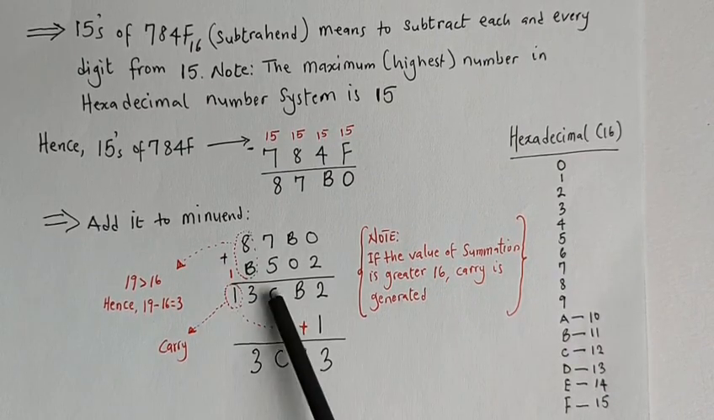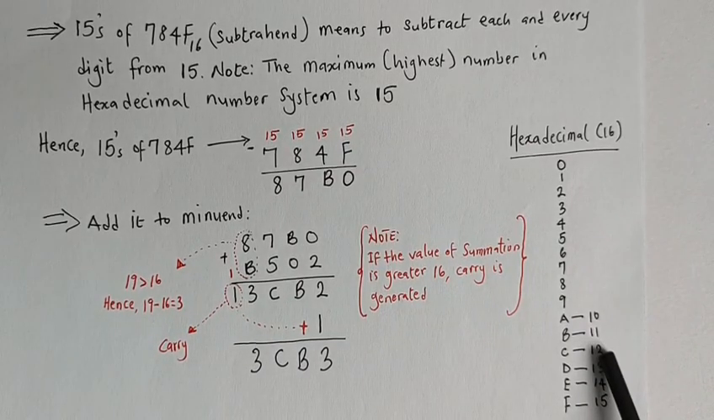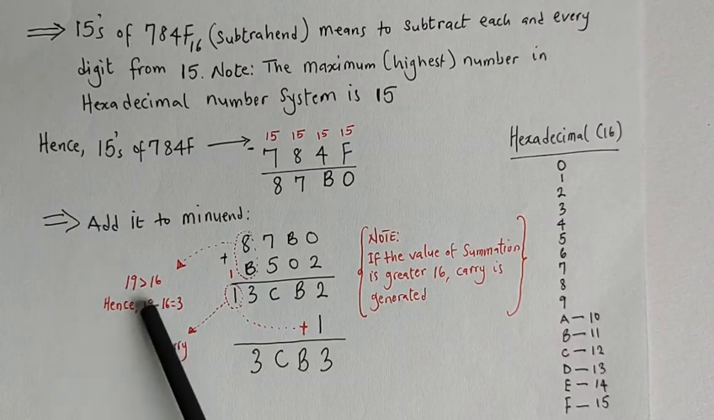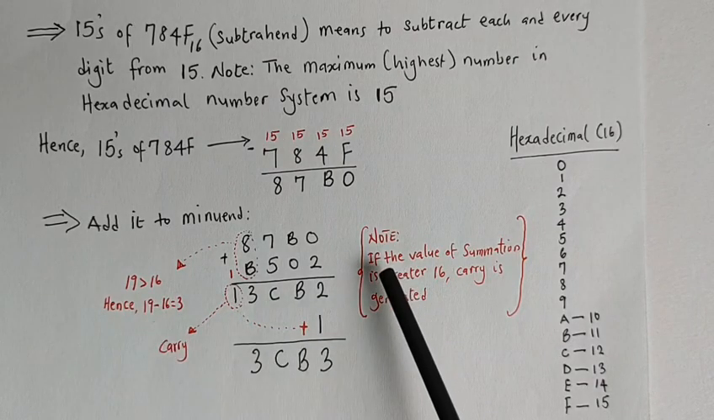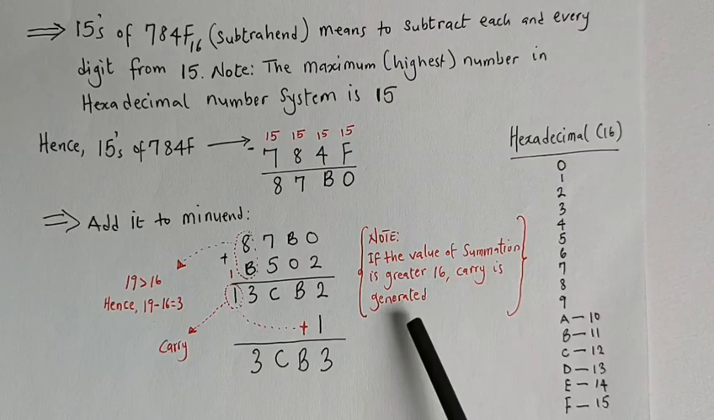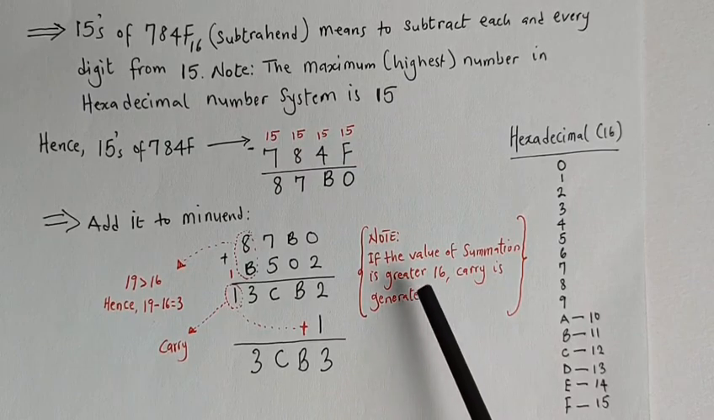So we write C. Now 8 plus B. What is B? B is 11. So if we say 8 plus 11, that is going to give us 19. Now take a look, 19 is greater than 16. If the value of the summation is greater than 16, it means carry is generated. Now take note, at this point carry is generated because the summation is greater than 16. So what do we do next?